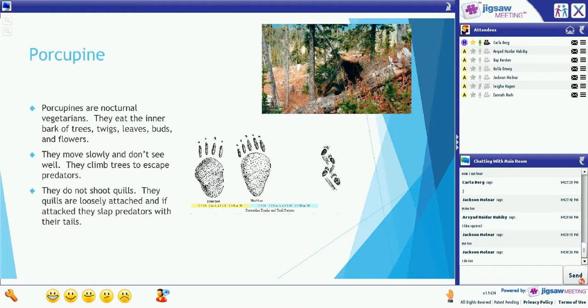Our next animal is the porcupine. He's sitting up there in the middle of the log. Jackson, why don't you read this one for us?